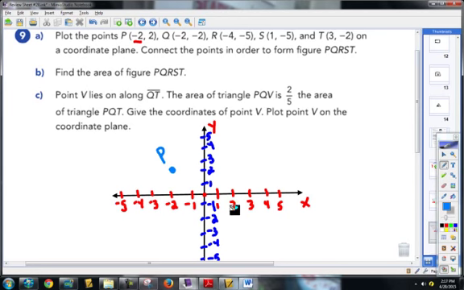Okay. All right, hopefully you've already done that. So Q would be go to -2, down to -2. So that's going to be Q.